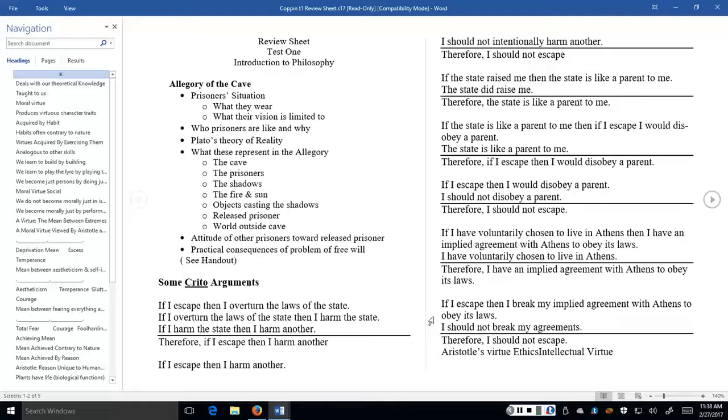The last one: remember Socrates never signed an agreement to obey the laws of Athens, but because he voluntarily lived in the city, he says, I'm under an implied agreement to obey those laws. And so he says, if I escape, then I would break my implied agreement with Athens to obey its laws and respect the verdict of its courts. And I should not break my agreements, therefore I shouldn't escape. So these are some of the arguments he uses in the Crito.